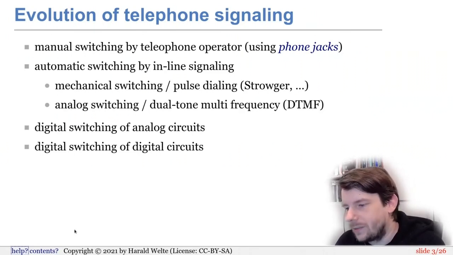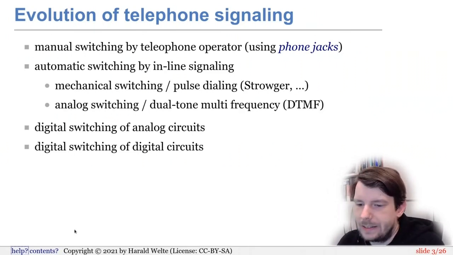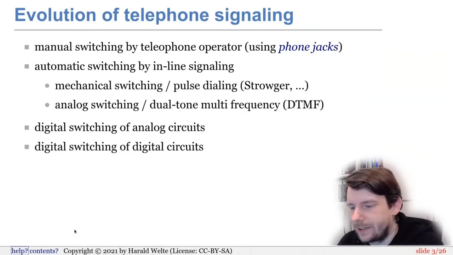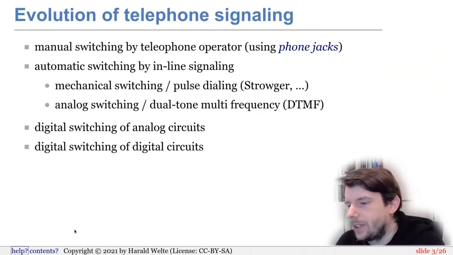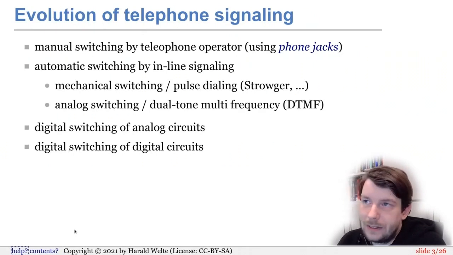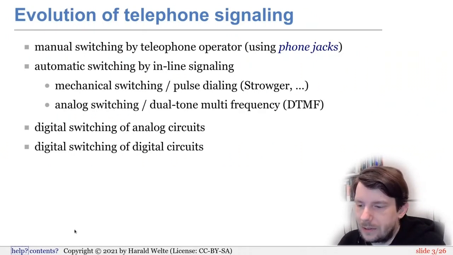Later, there was analog switching. Analog switching could be done by transistors, for example. So we have semiconductors in the switching matrix instead of relays and mechanical devices, but still inline signaling, for example, based on DTMF, the dual tone multi-frequency digits. And these systems were not just used between the subscriber and the telephone exchange, but they were also used over longer distances between the telephone exchanges.